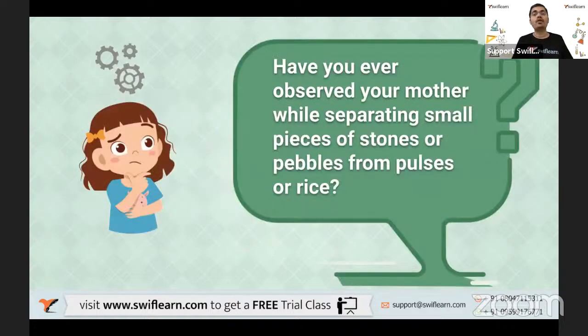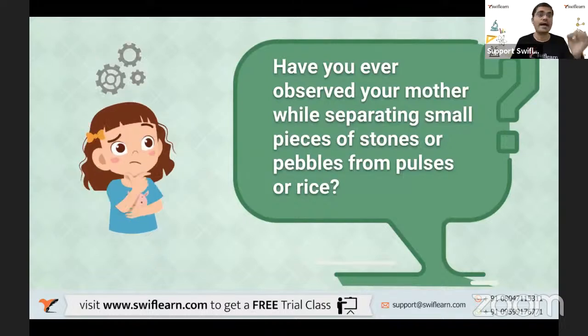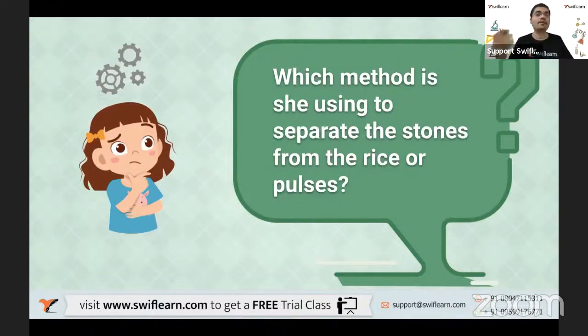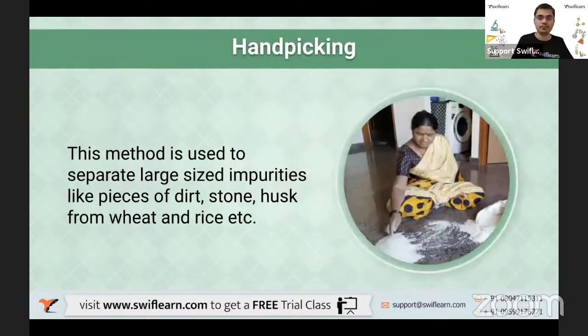Have you ever observed your mother while separating small pieces of stones or pebbles from pulses or rice? Everyone must have observed, right? That is called hand picking. Very good. Which method is she using to separate the stones from the rice or pulses? Exactly. Hand picking process. As you can see, the elder lady is taking out the stone particles from the rice. This you see in most of the villages. In every village, farmers do that, right?